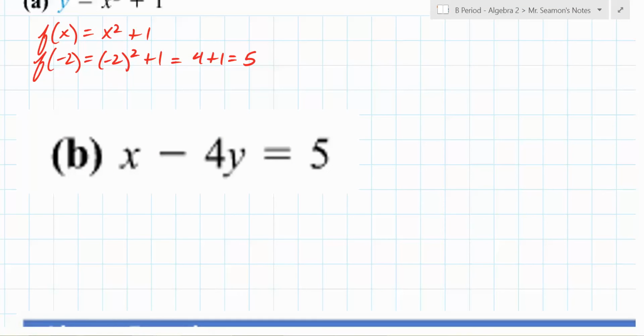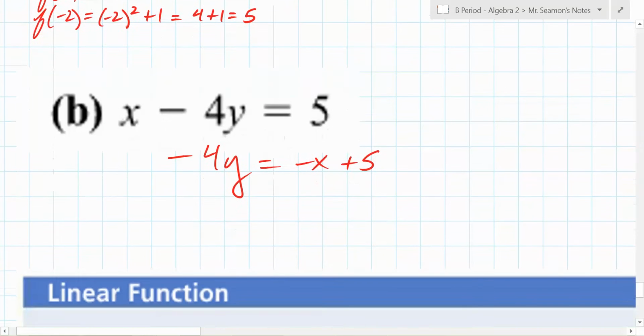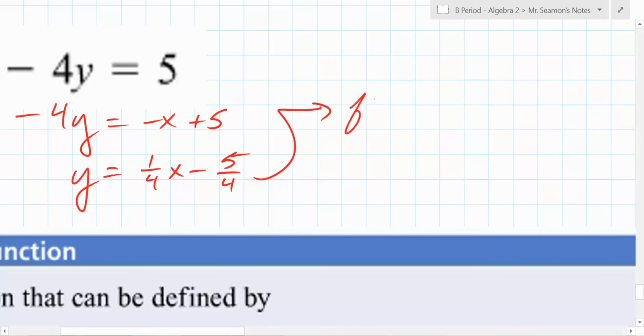In this one right here, is this written in function notation? Why not? 2 reasons. Chris, because you have y. So what do you need to do? Isolate y. What could I do first to start isolating y? Subtract x. So negative 4y is equal to negative x plus 5. Now what? Divide by negative 4. So I end up with 1/4 x minus 5 over 4. What's the last thing I need to do to write this in function notation? F of x is equal to 1/4 x minus 5 over 4. You now have it in function notation. There it is. You've now done it.